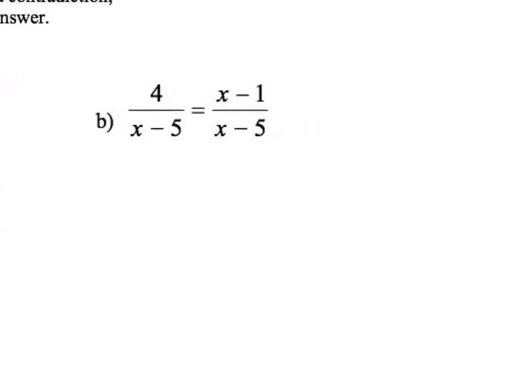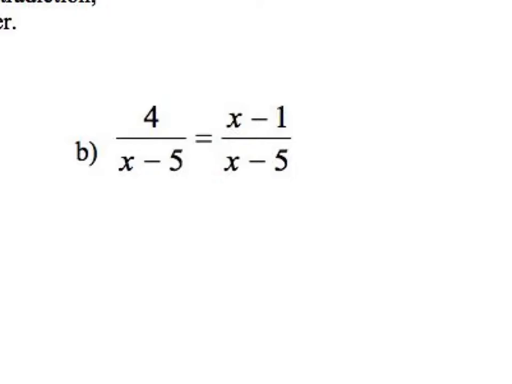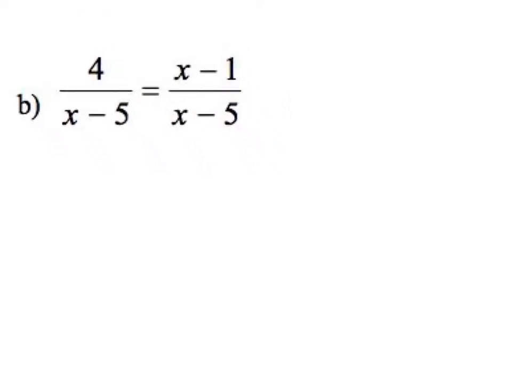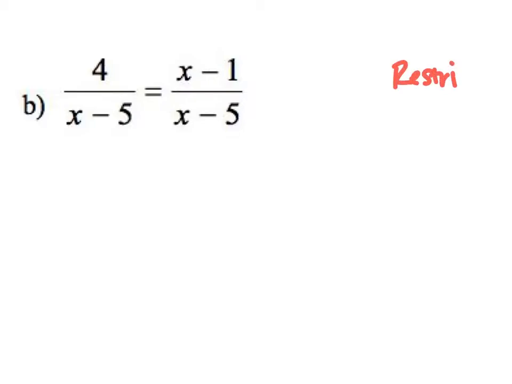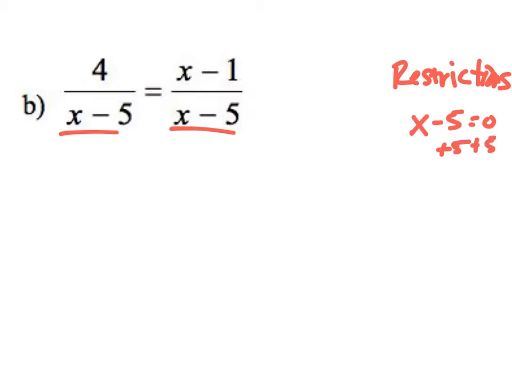These do get a little bit more complicated, and I've just got these 4. Okay, so let's take a look at our restrictions first. I'm going to write this out here. If I set x minus 5, that's my common denominator, x minus 5, so I set my denominators equal to 0 and solve for x. Okay, add 5. I'm going to get that x is equal to 5.